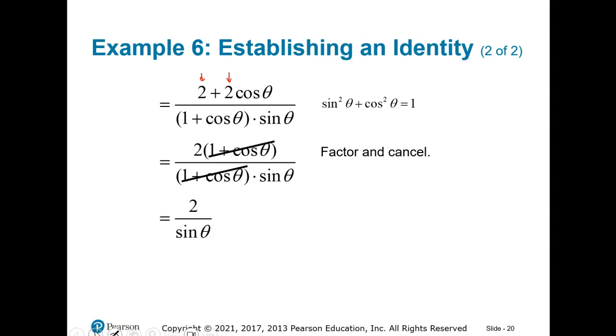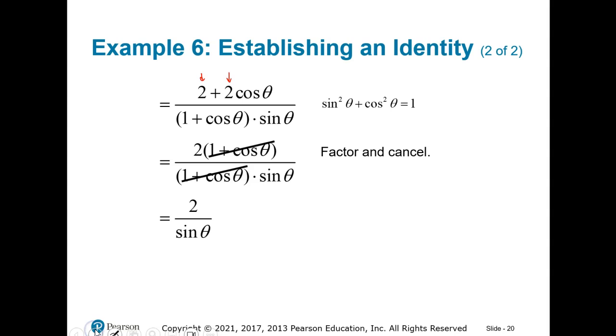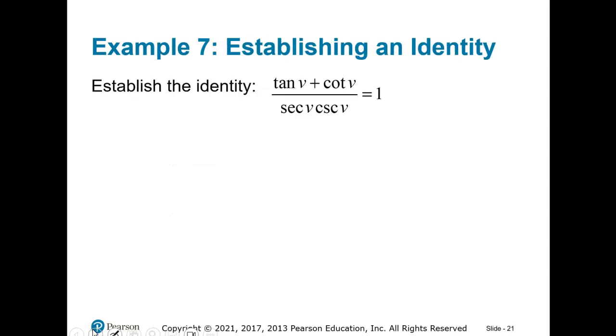That gives me 2 over sine. All right, 2 over sine is 2 times cosecant. And there we've established the identity. So sometimes it takes a little bit to get there. That was a lot of steps to establish that identity, but we never did anything to the left and right sides at the same time.